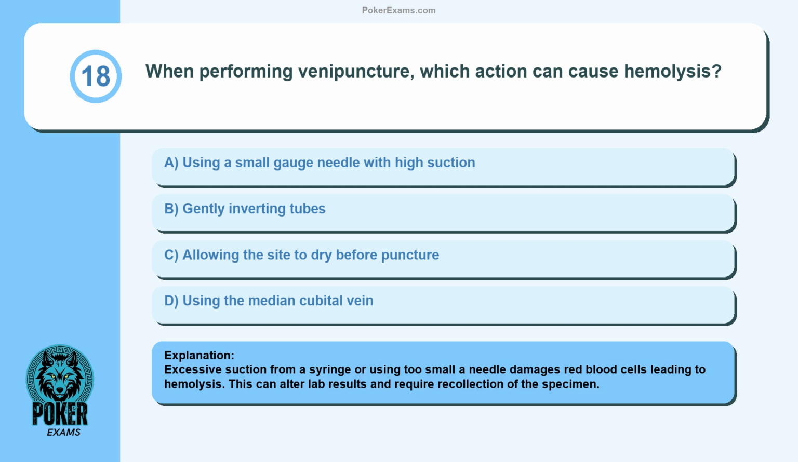Excessive suction from a syringe or using too small a needle damages red blood cells, leading to hemolysis. This can alter lab results and require recollection of the specimen.